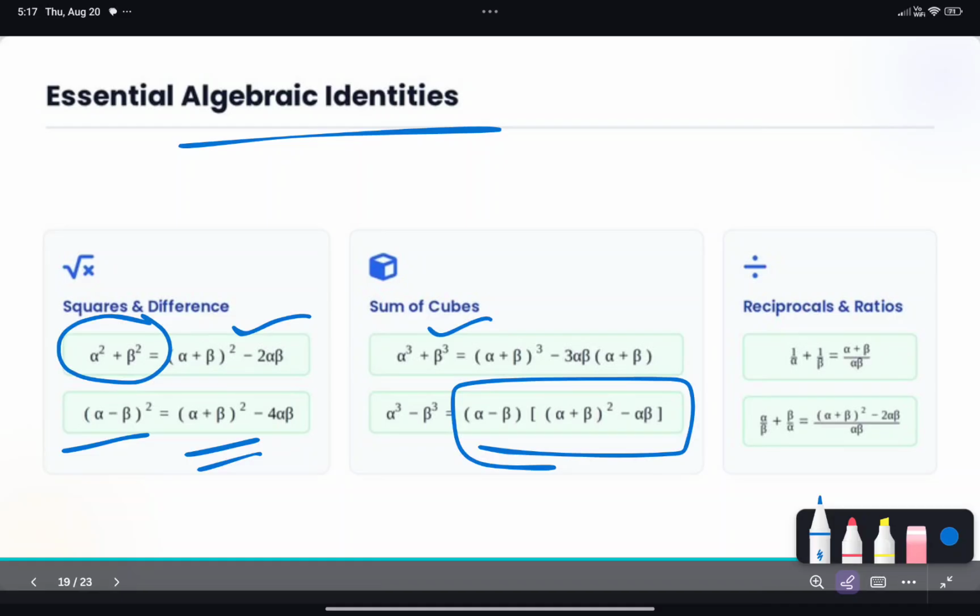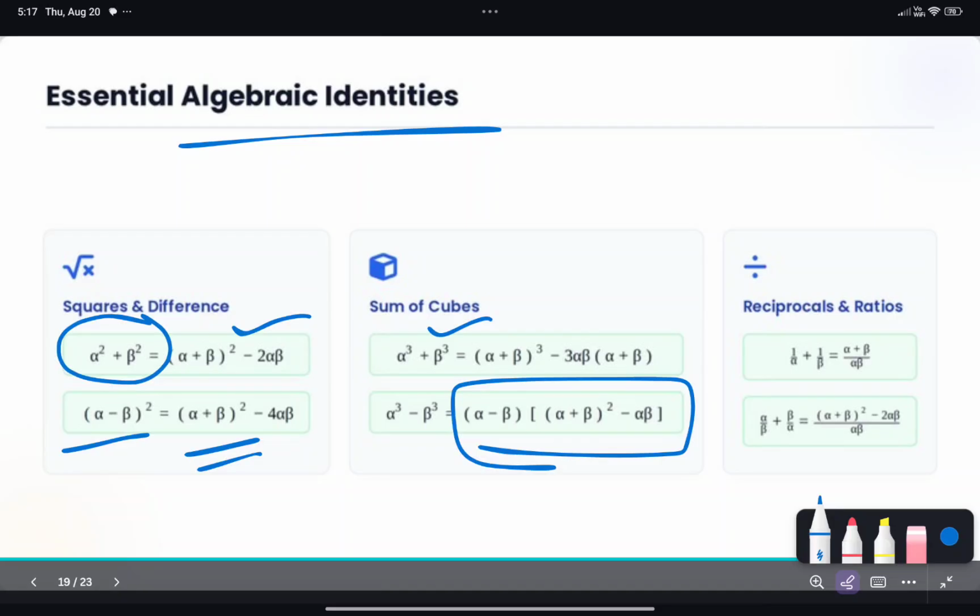Alpha square plus beta square plus 2 alpha beta minus 2 alpha beta. Minus 2 alpha beta plus 2 alpha beta cancel. There is a plus alpha beta only. Alpha square plus beta square plus alpha beta. Now multiply with alpha minus beta, then alpha cube minus beta cube.